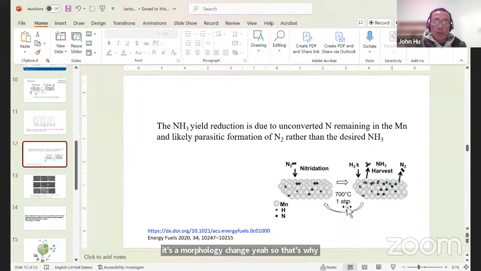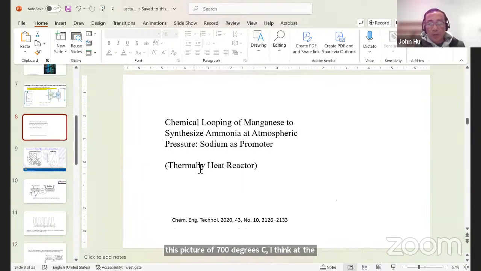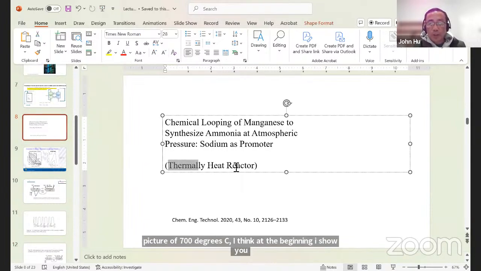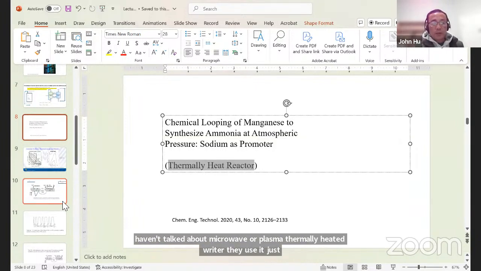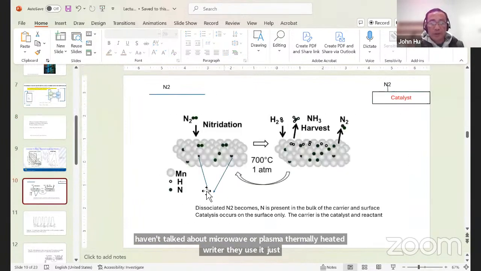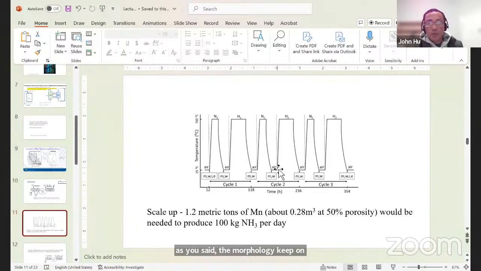By the way, remember this picture, 700 degrees C. I think I showed you at the beginning. I haven't talked about microwave or plasma. They're thermally heated reactors. They use just conventional heating, but they have to operate at 700 degrees C. As you said, the morphology keeps on changing. So that means this is conceptual. It's not like this.